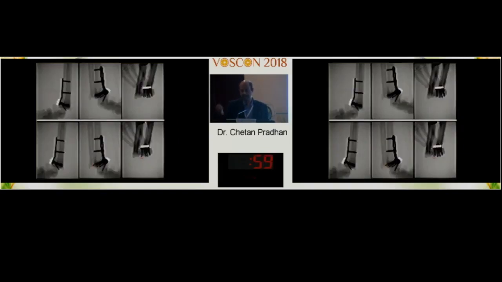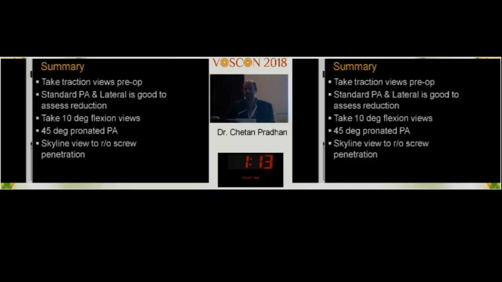I have just a textbook picture of this view. If you see the last picture, this is how that view is taken, and it shows you whether the screw is penetrating or not. So these are the three important views. To summarize: traction views pre-op, standard PA and lateral view with 10 degrees of elevation, 45-degree pronated PA view, and a skyline view to rule out screw penetration.